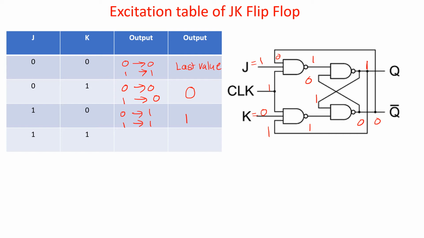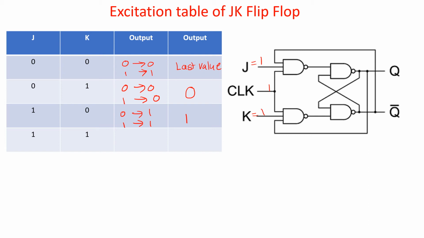Let us move to the last condition, that is J is equal to 1 and K is equal to 1, and let us see what happens to it. We will remove the previous values of the last condition. So here I remove this and this. So I make J equal to 1, K equal to 1.